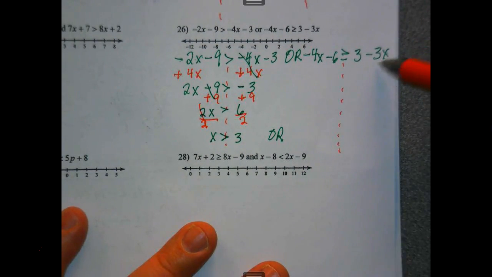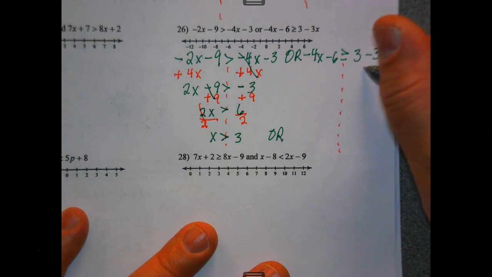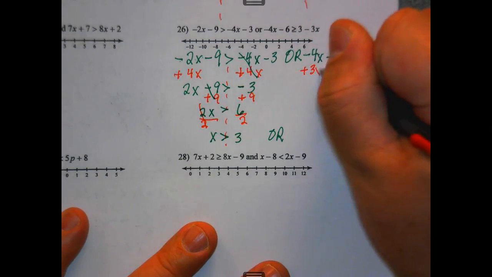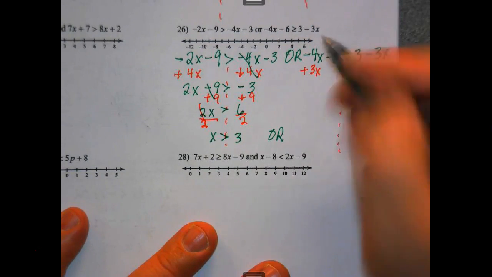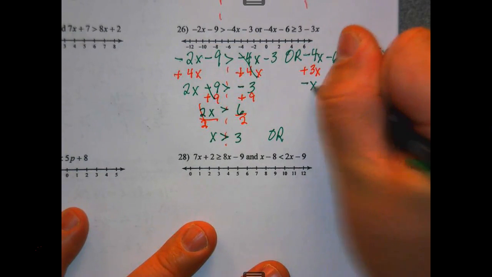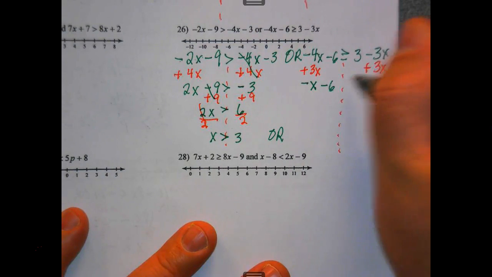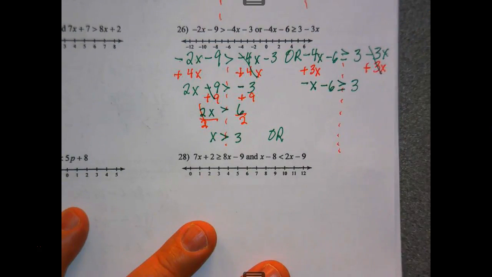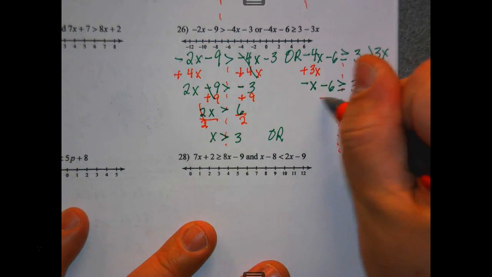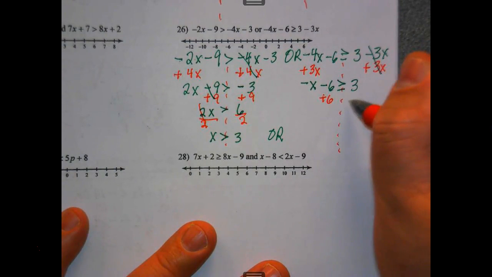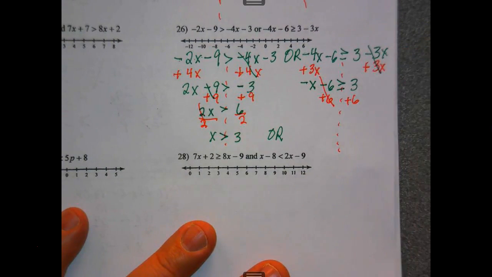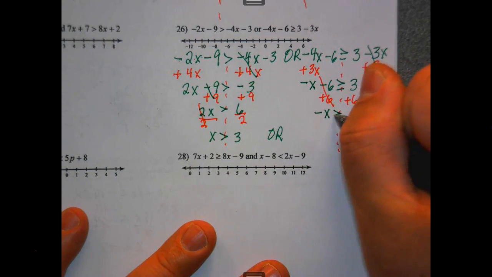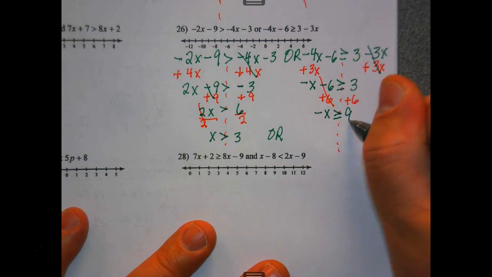let's see, I want my x's on the left-hand side, so I'm going to add 3x. Add 3x. I get negative 1x, or just negative x, minus 6, greater than or equal to 3. I'm going to add 6 to both sides to get my numbers on the right-hand side. I get negative x is greater than or equal to 9.